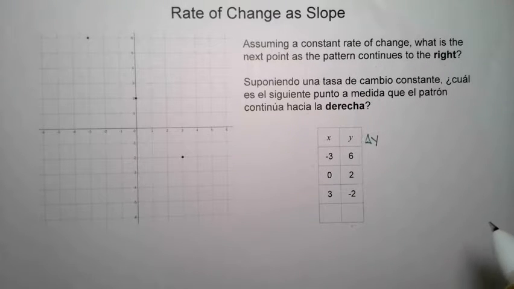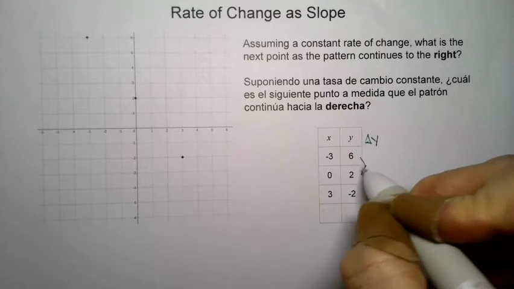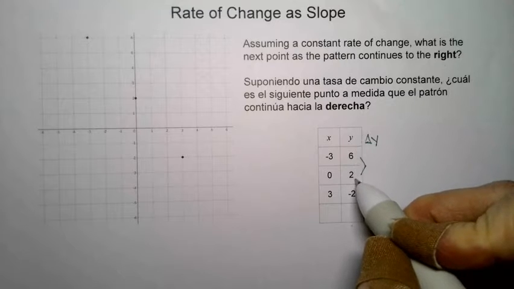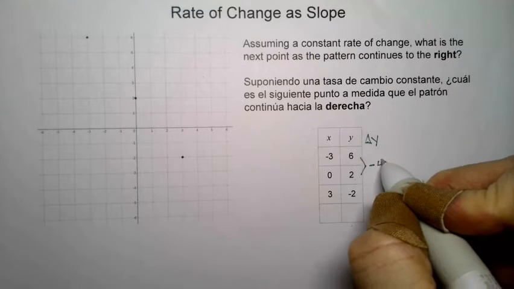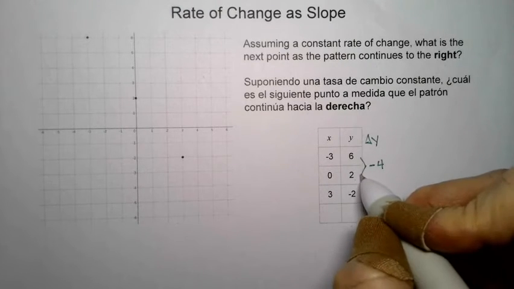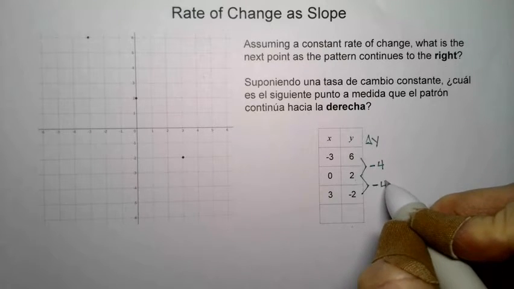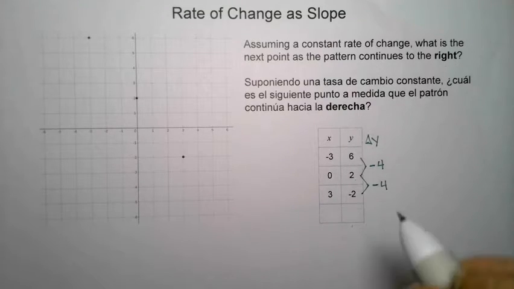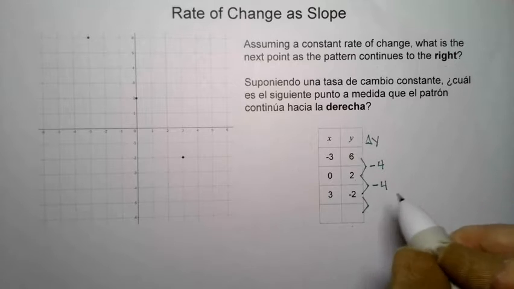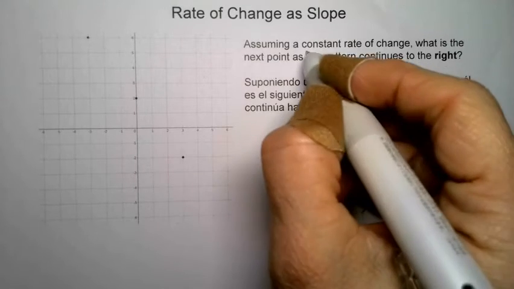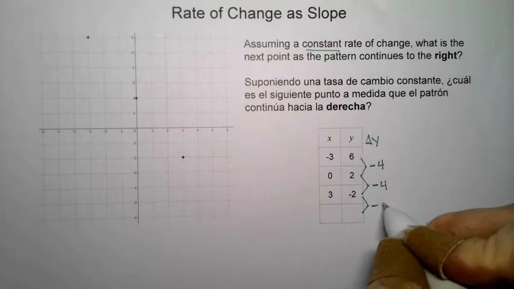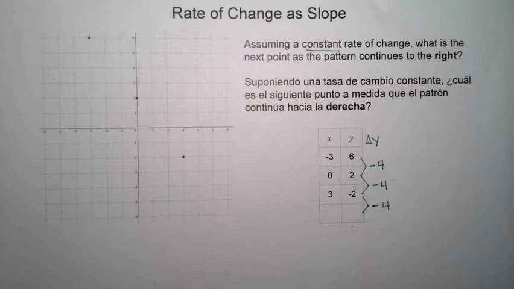So if I start with the change in y right here, to go from 6 to 2, that is decreasing by 4. To go from 2 to -2, that is also decreasing by 4. And we can assume, because it said constant rate of change, that this will also be decreasing by 4.